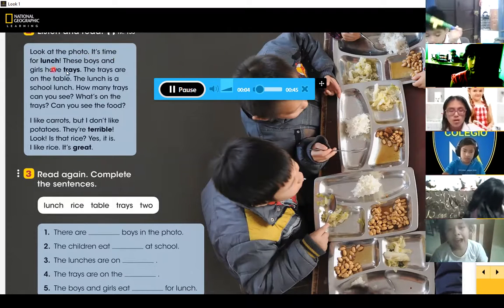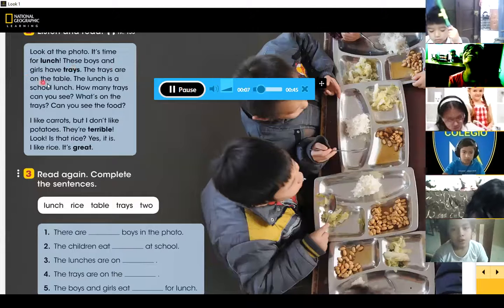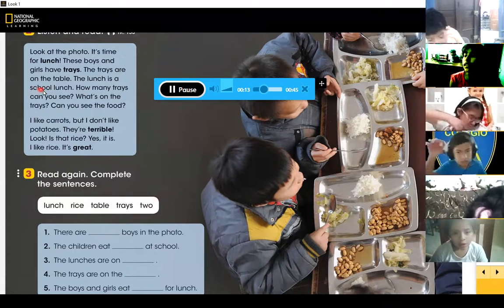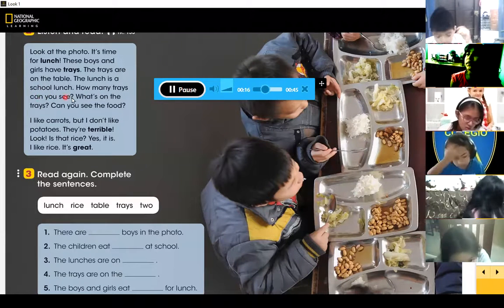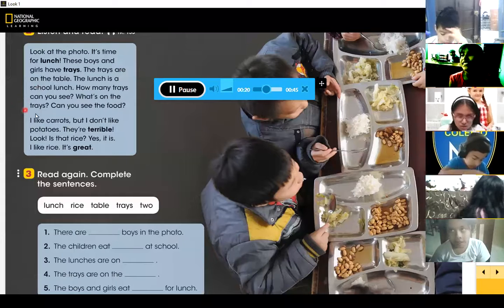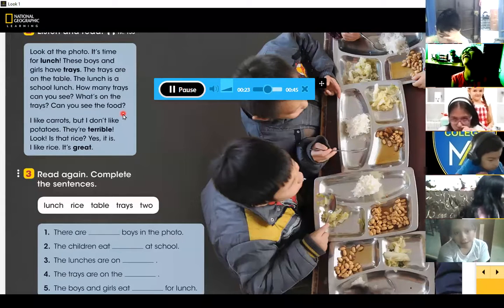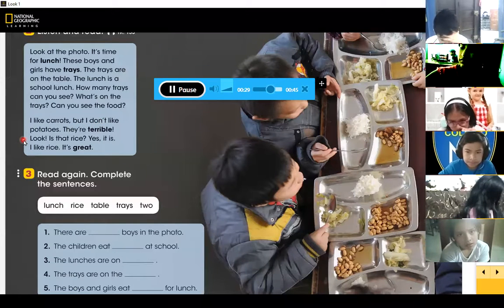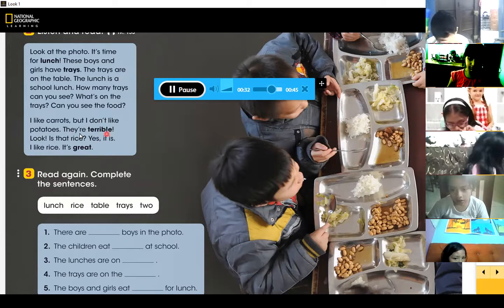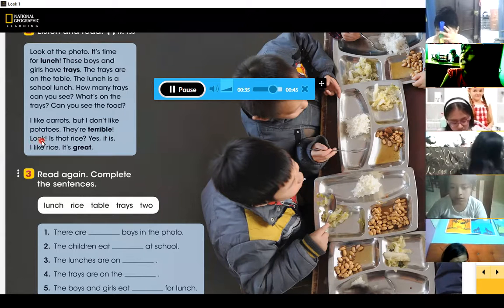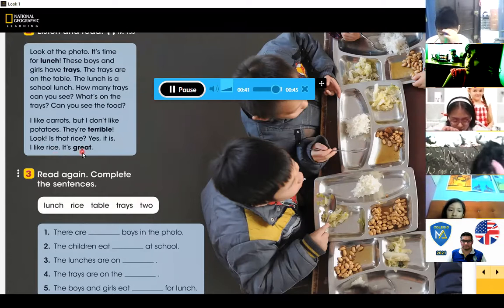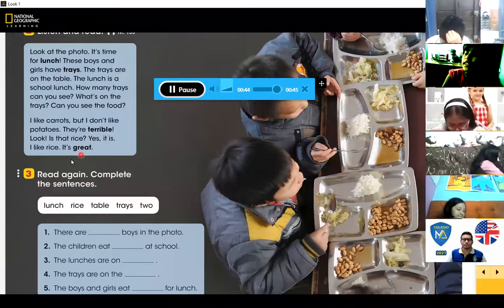It's time for lunch. These boys and girls have trays. The trays are on the table. The lunch is a school lunch. How many trays can you see? What's on the trays? Can you see the food? I like carrots, but I don't like potatoes. They're terrible. Look, is that rice? Yes, it is. I like rice. It's great. Okay, here we have a small reading about this.